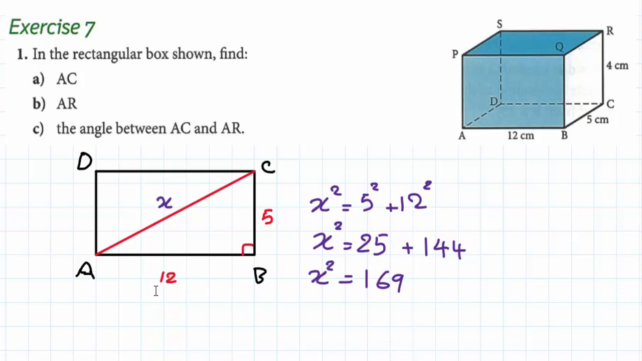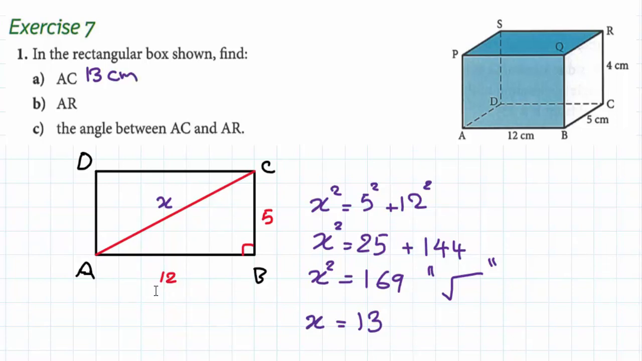x square is equal to 169. How can we get rid of this power 2? By taking square root to both sides. You see, this power 2 will cancel the square root. What's remaining on the sides only x is equal to the square root of 169, which is 13. Now x is 13 centimeters. x represents the side AC, so we just did part A, it's 13. They are all in centimeters, the dimensions, so 13 will be in centimeters too.